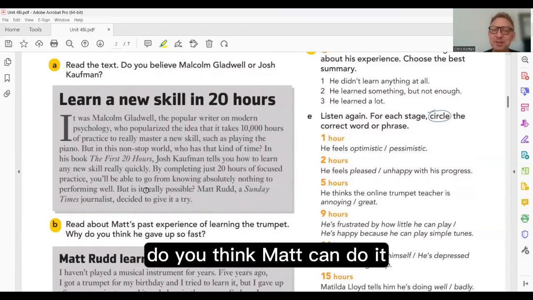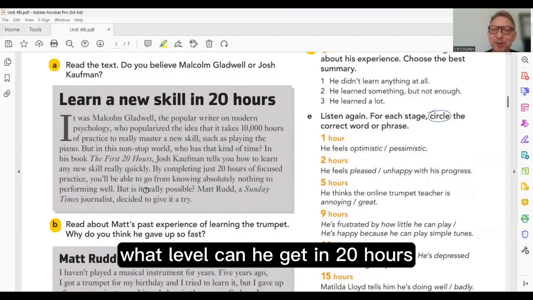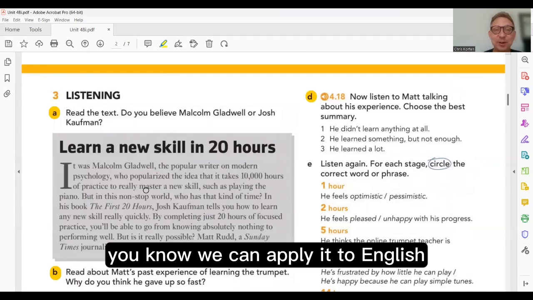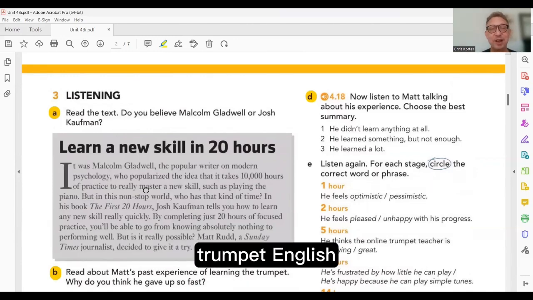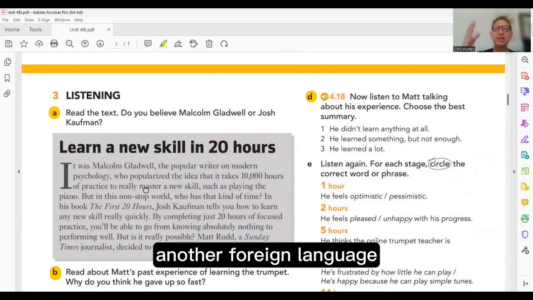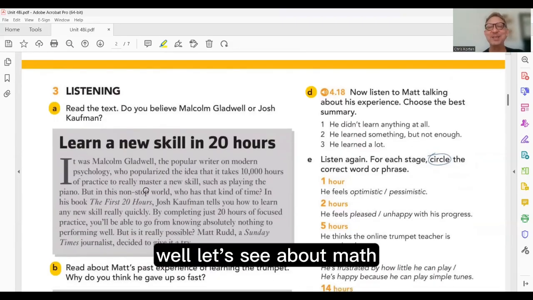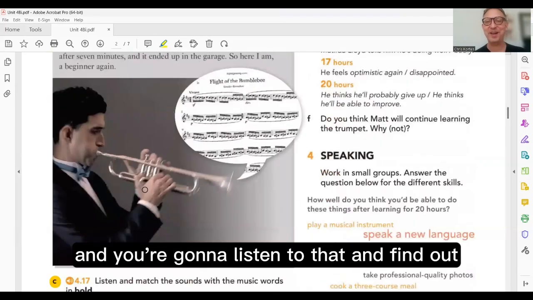But what are your thoughts? Do you think Matt can do it? What level can he get in 20 hours? We can apply it to English or any skill: trumpet, English, another foreign language. How much can you learn in 20 hours? Well, let's see about Matt, and you're going to listen to that and find out.